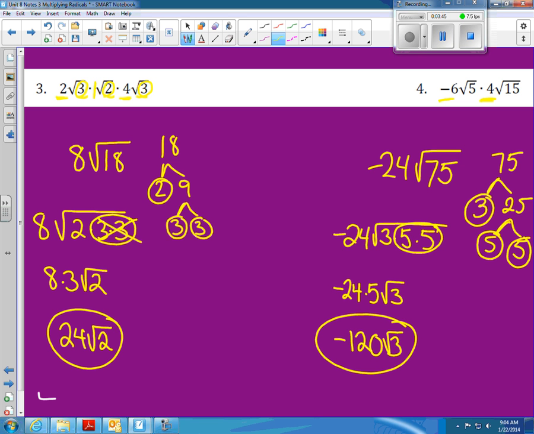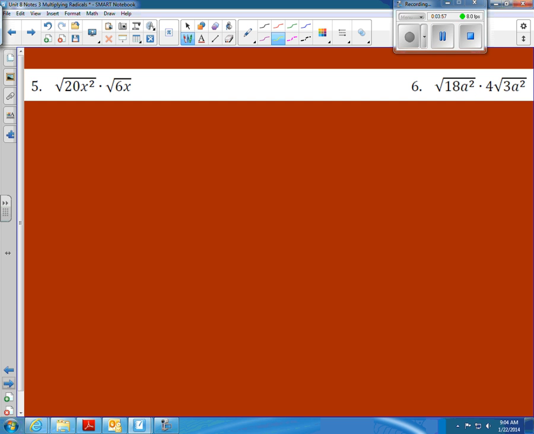So really, multiplying radical expressions isn't terribly difficult. It's not anything that we haven't learned before. We're just adding our prime factorization into our multiplication skills. Now let's throw in some variables. Variables aren't going to change anything we do. We still multiply anything outside our square root. So in number 5, we have nothing. Then we're going to go ahead and multiply underneath.